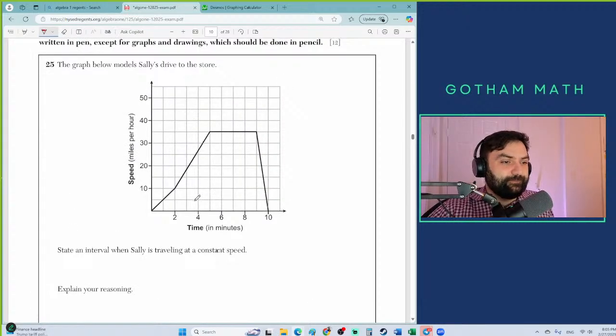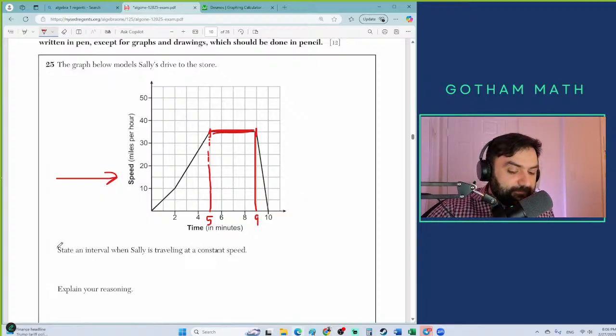So let's see. State the interval when Sally is traveling at the constant speed. Obviously, there's the graph, so Sally drives. So constant speed means what? You see that it says speed over here? It means that it doesn't go up or down, it's constant. So anything constant is something that doesn't change. So this interval is the constant speed. So let's go down and look where it is. It's in between 5 and 9.